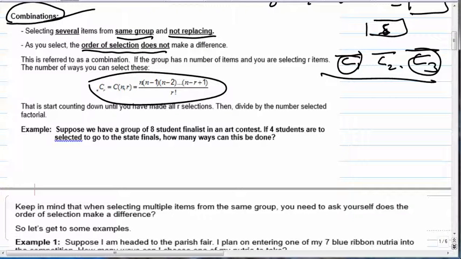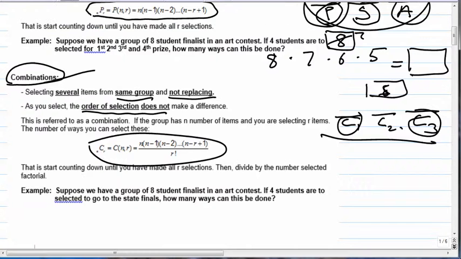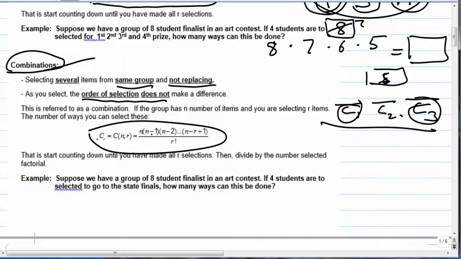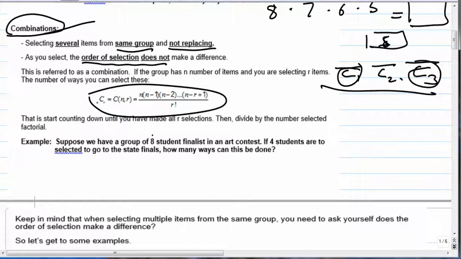All right. So in this example, we have the 8 student finalists in an art contest, similar to above here. Now, instead of having a first, second, third, and fourth prize, we're just choosing 4 students that are going to go to the state finals. How many ways can this be done?